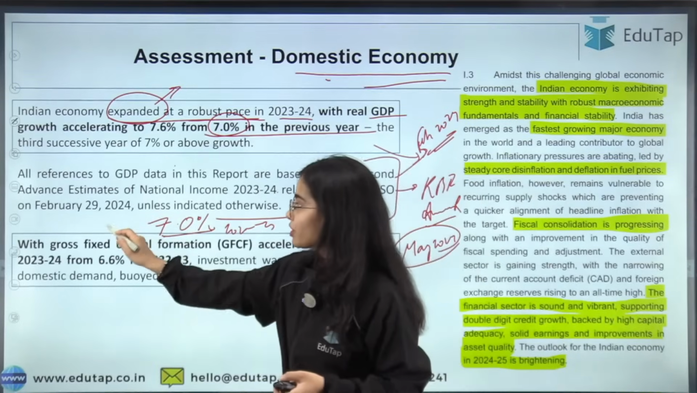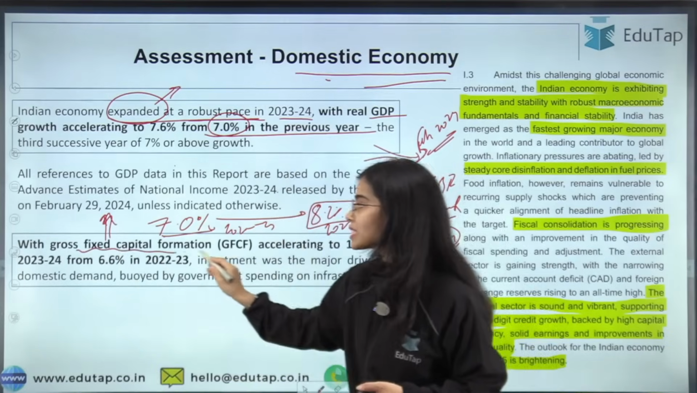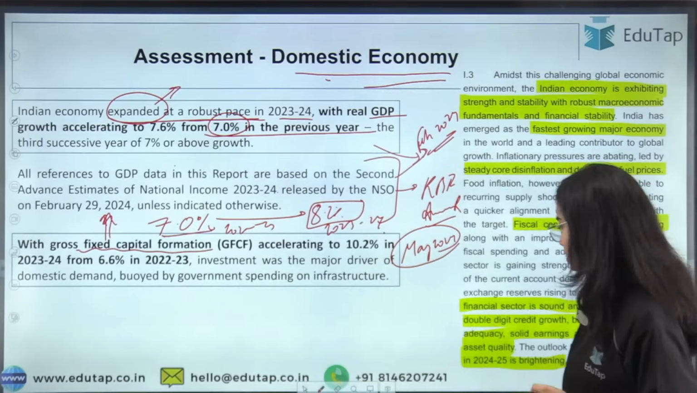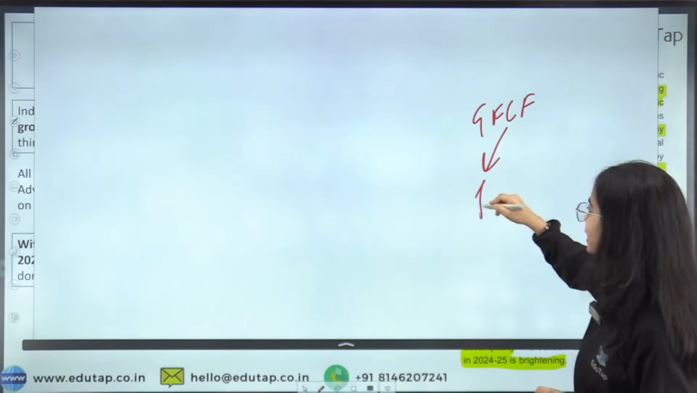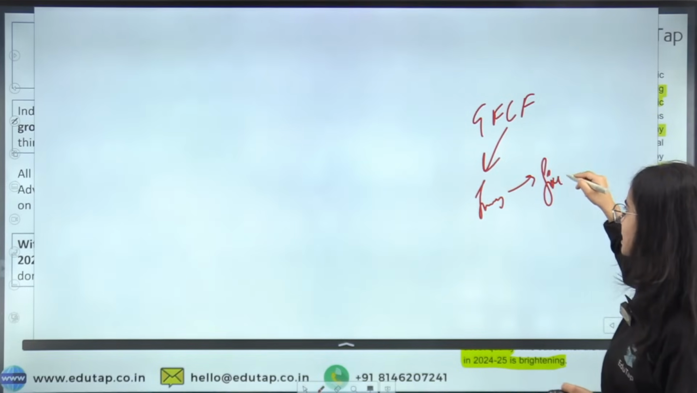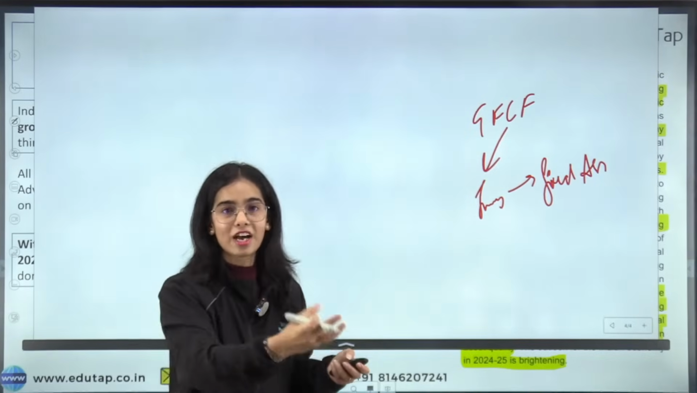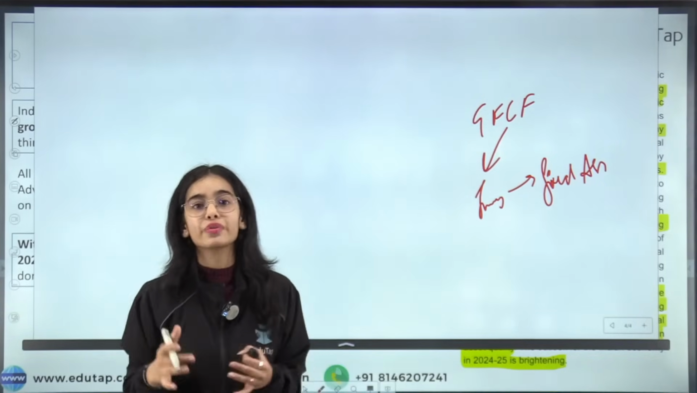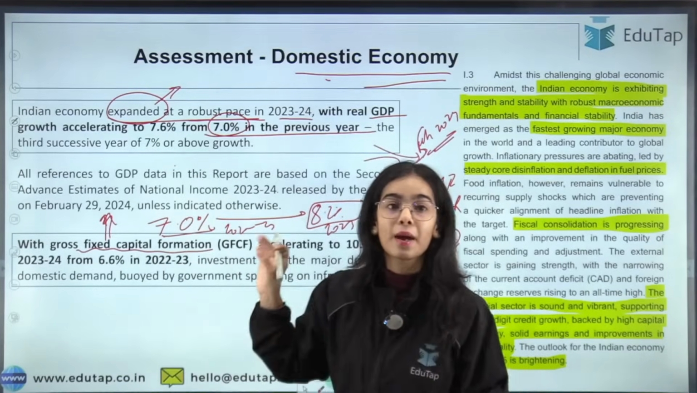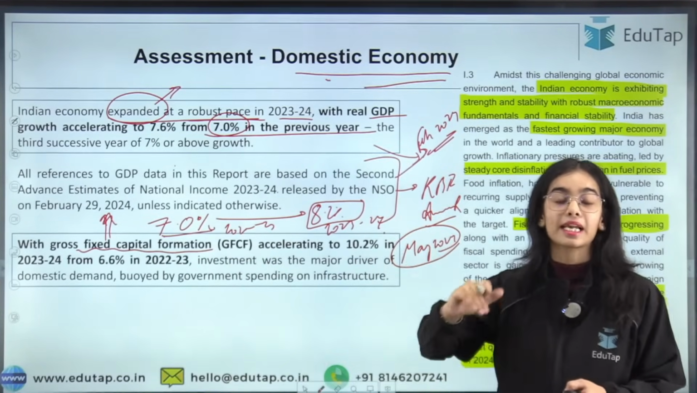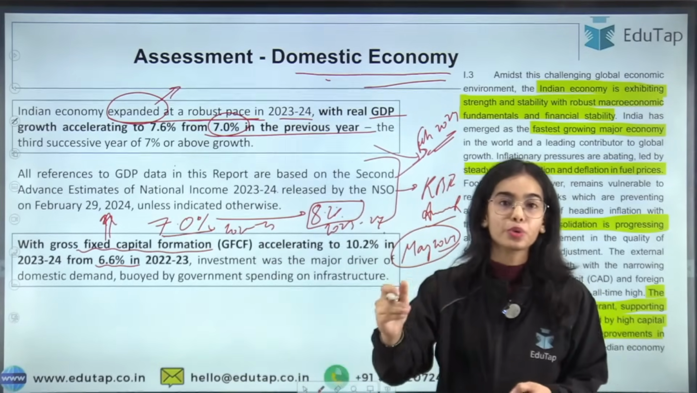Okay. With the previous estimates in the annual report, it has been mentioned that the gross fixed capital formation, which means the investment that has happened in fixed assets, such as buildings, factories and houses that have been made, and the huge machineries that have been bought. So they are the fixed assets. Gross fixed capital formation has grown in our country by 10.2%. It has accelerated. It has grown by 10.2% in 2023-24 from 6.6% in 2022-23.